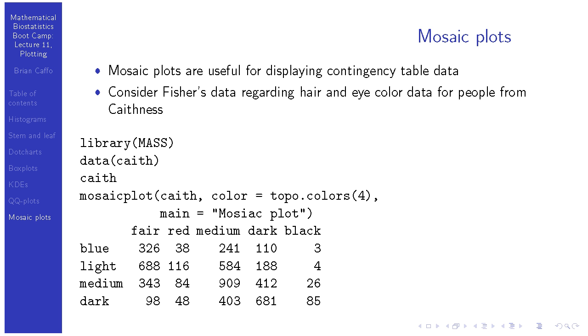Well, here's Fisher's data on hair and eye color, right? We want to talk about the distribution of hair and eye color, and Fisher was looking at people from a particular area. Here's the contingency table down here, and you see the different hair and eye colors. One plot that you could do to look at this is a so-called mosaic plot.